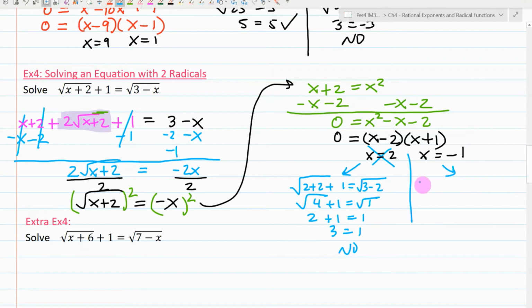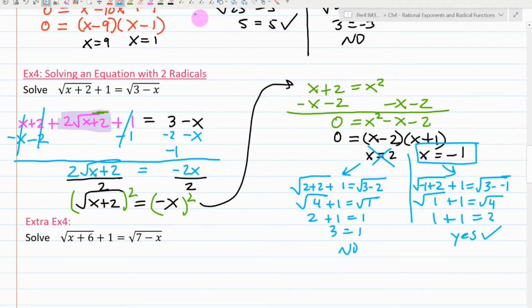Okay, then we try negative 1. So the square root of negative 1 plus 2 plus 1 equals the square root of 3 minus negative 1. So that's 1 plus 1 is equal to the square root of 4. So 1 plus 1 equals 2, yes. So this is my answer. The other answer is extraneous. Now the hardest part is definitely squaring this at the beginning.